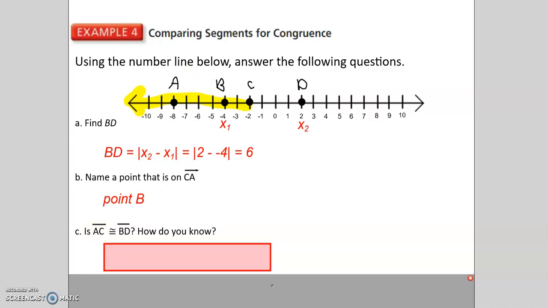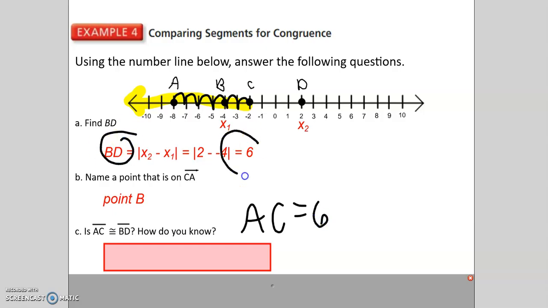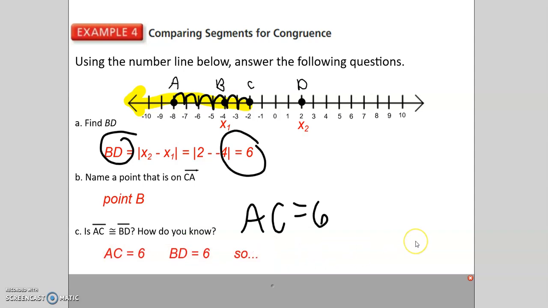Here's another way we can find lengths. You guys are going to laugh because it's easy. We use the number line. Go to A, 1, 2, 3, 4, 5, 6. So my length of AC is 6. And my length of BD is 6. We already did that one. So is line segment AC congruent to line segment BD? Yes, because they have the same length.